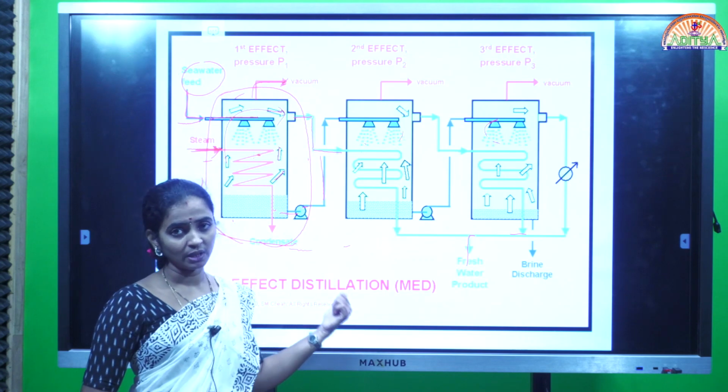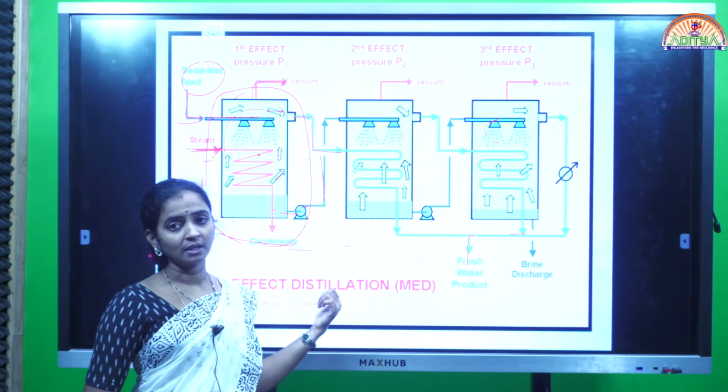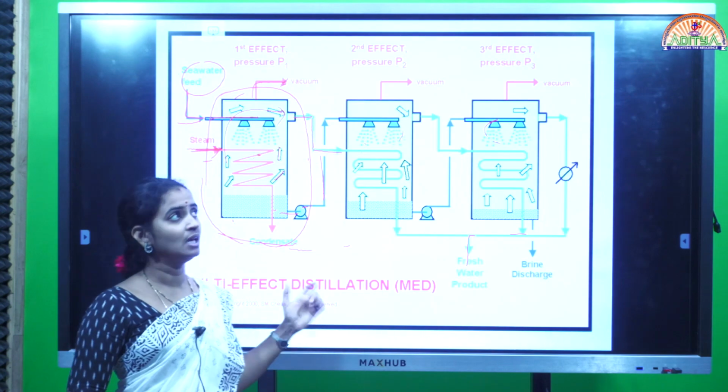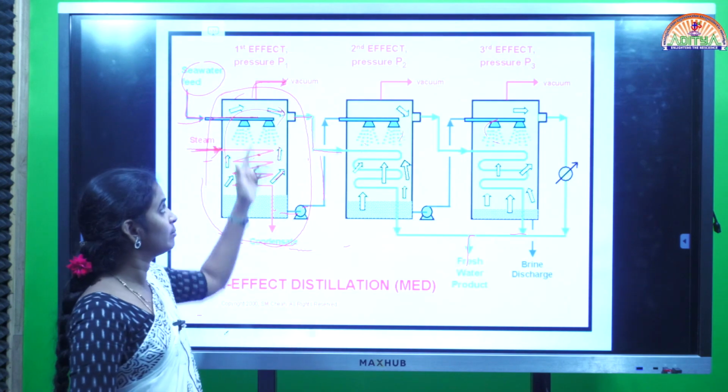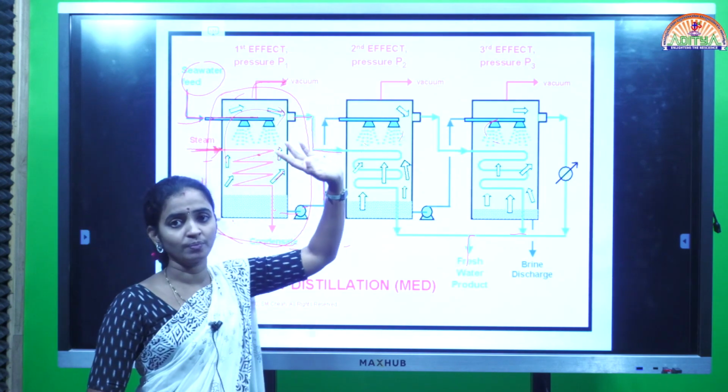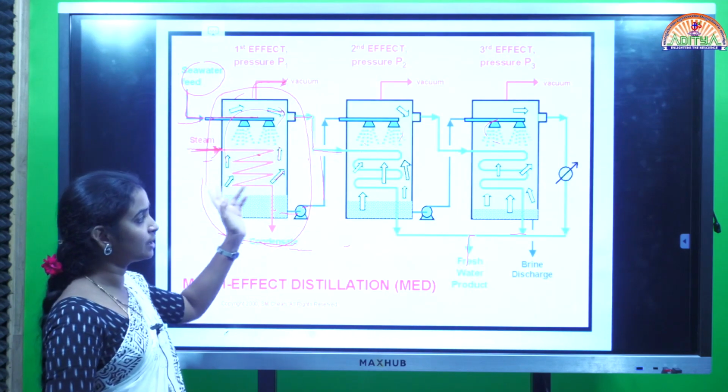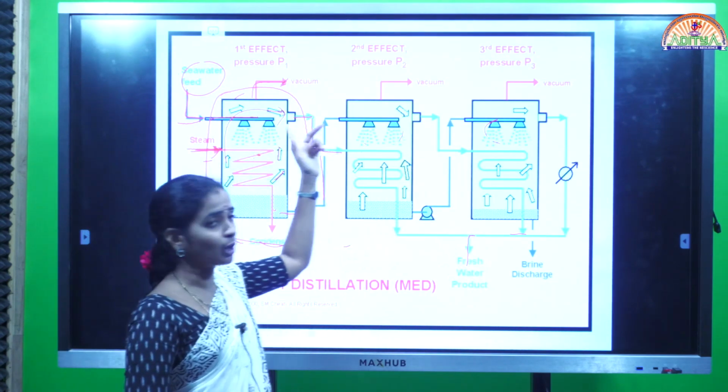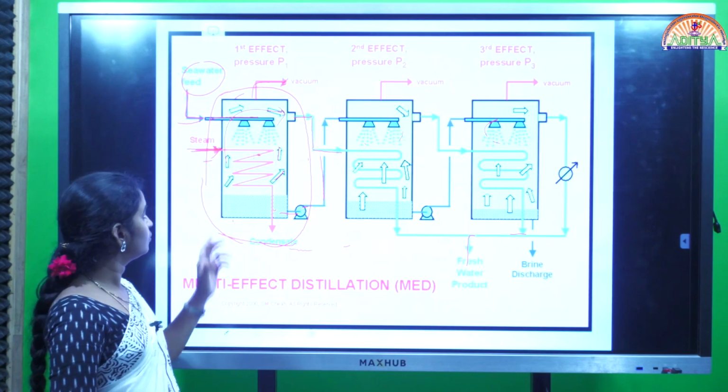The principle involved is that the distillation process occurs under reduced pressure. How can you reduce the pressure? By the application of a vacuum. So vacuum pumps will be connected to all the stills at the top of the chamber.